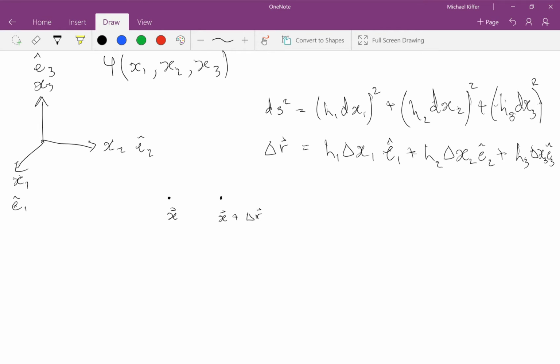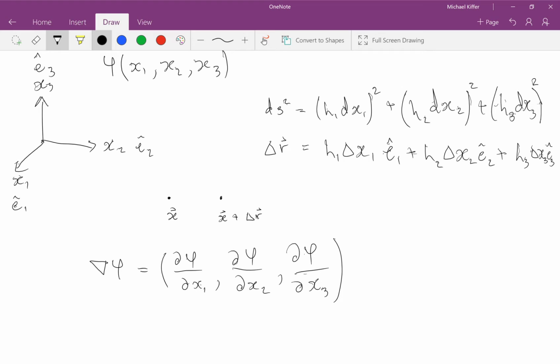So we're used to taking grad phi in Cartesian coordinates, and that will give us a vector, usually that has 3 components. So in Cartesian coordinates it ends up being del phi del x1, del phi del x2, del phi del x3, where x1, x2, and x3 are just x, y, z. But now we're trying to generalize it to any orthogonal coordinate space.